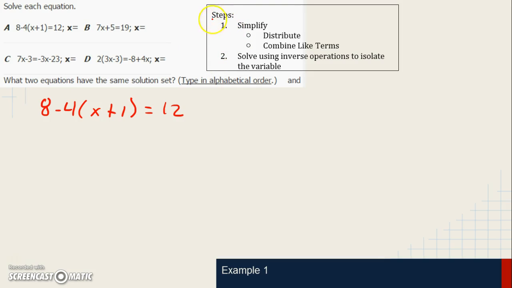The first thing you want to do is simplify. And what that means is you either distribute, or if there's terms that you can combine, you combine those terms. So in this example right here, we have a multi-step equation, and I'm going to go ahead and write that under here. That way you know what type of equation this is.